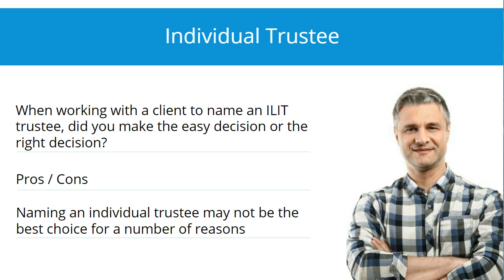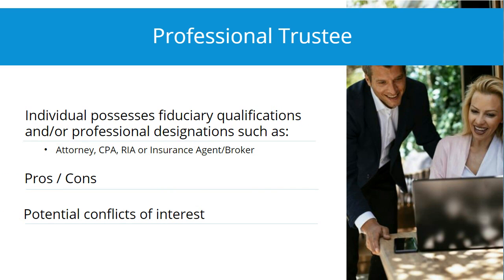The second option is a professional trustee. We believe this represents approximately 15% of all trust-owned life insurance, and it is often an attorney, CPA, family office, or financial or life insurance advisor with professional designations such as a CFP or CLU. This option may be more beneficial than naming a friend or relative, so let's review the advantages and disadvantages.